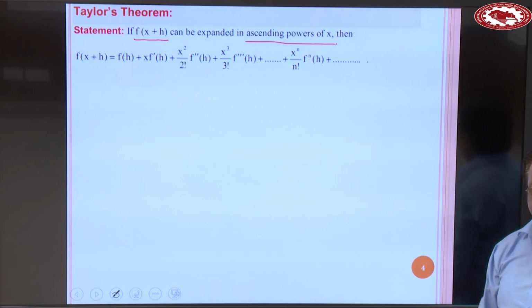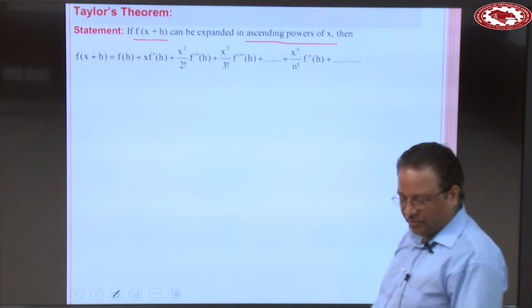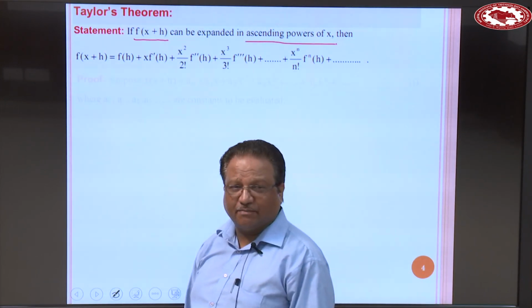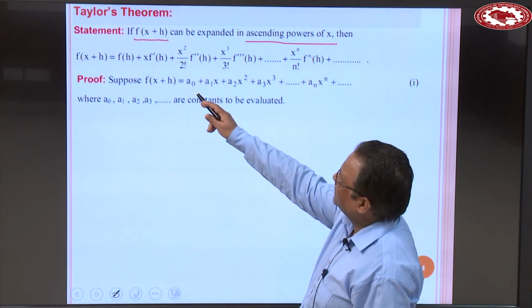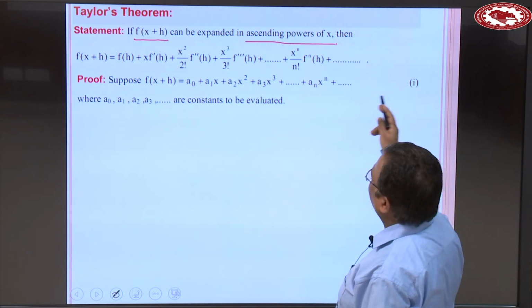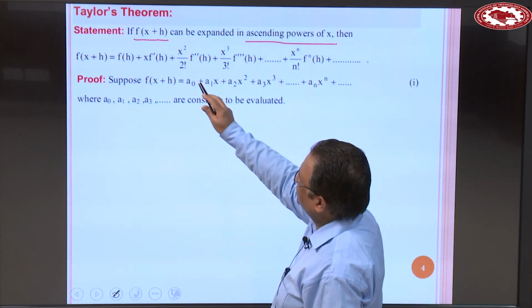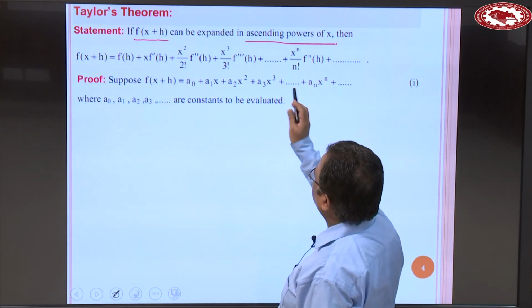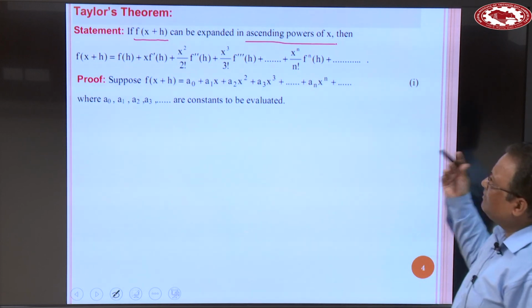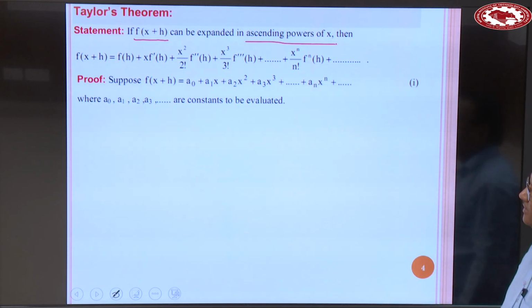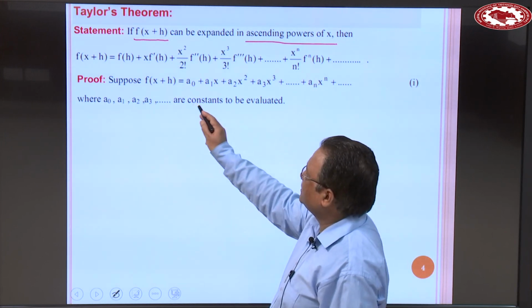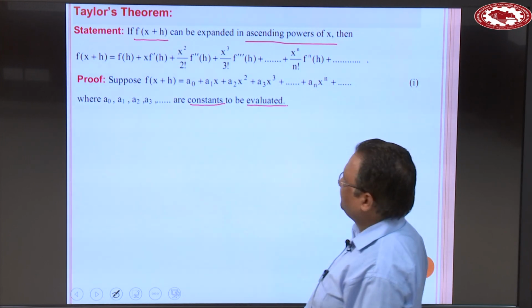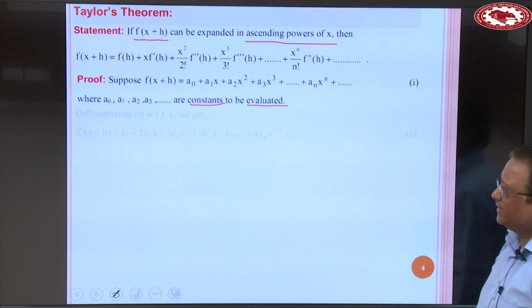Again, use the similar approach as we have discussed in the previous slide. Suppose f(x+h) can be expanded in ascending powers of x. Here x to the power 0, here power 1, here 2, here 3 and so on, ascending powers of x, okay, where a0, a1, a2, a3 and so on are constants to be evaluated.